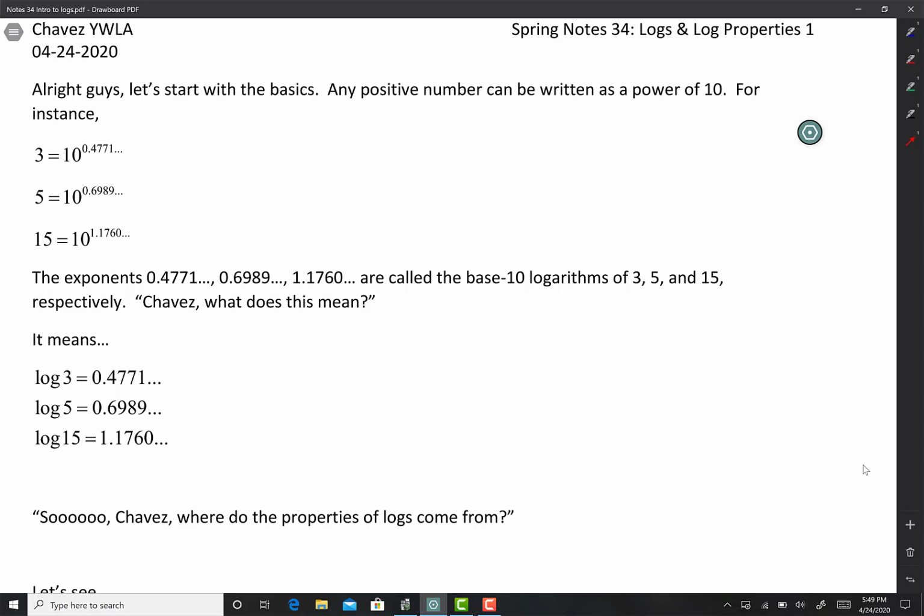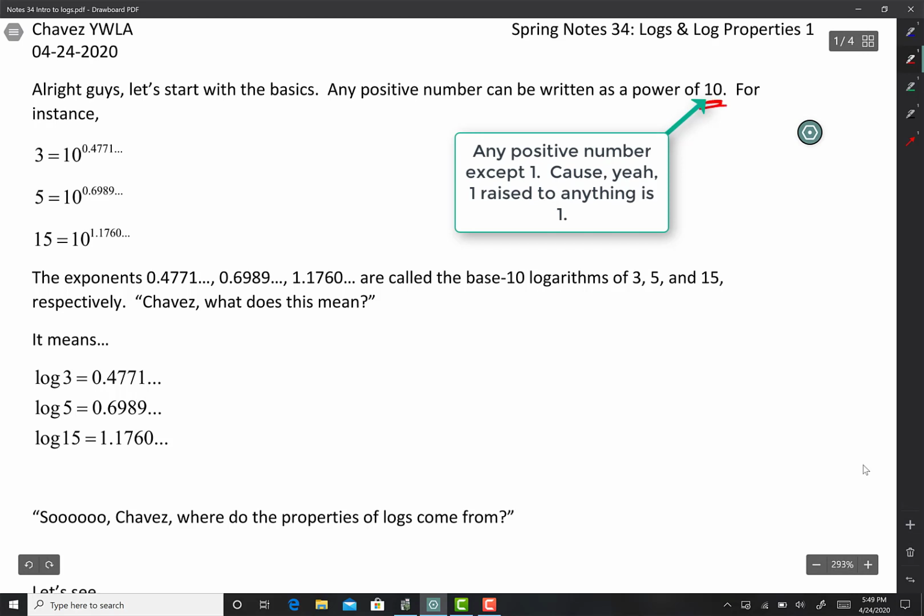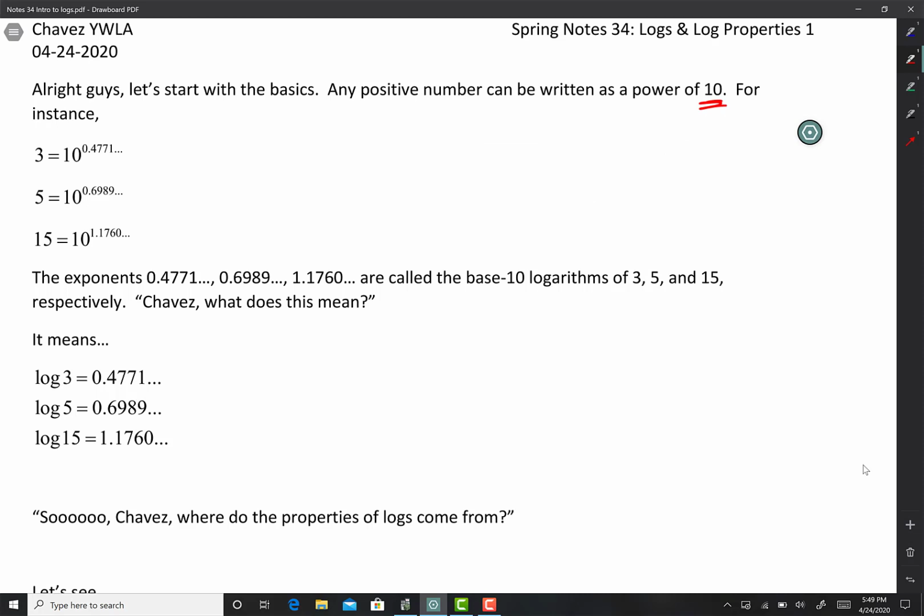I start here with the basics. Any positive number can be written as a power of 10. Why did I choose 10? Because if you write log by itself, it's a power of 10. Really, any positive number can be written as a power of any number, but not any positive number, because 1 can't be the base, since 1 to any power is still 1. So any positive number besides 1.